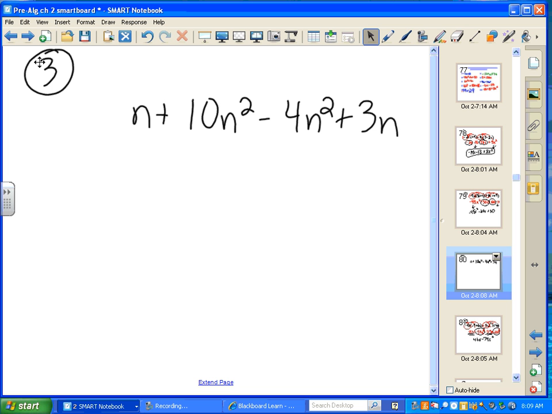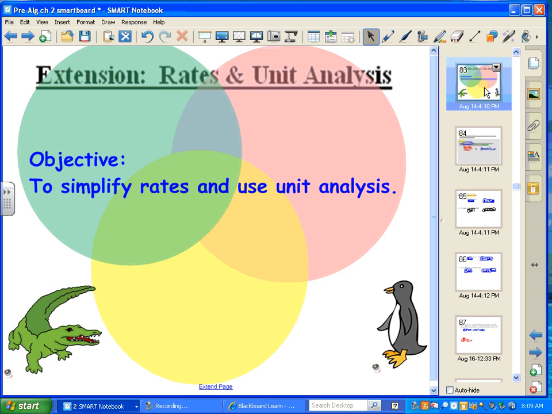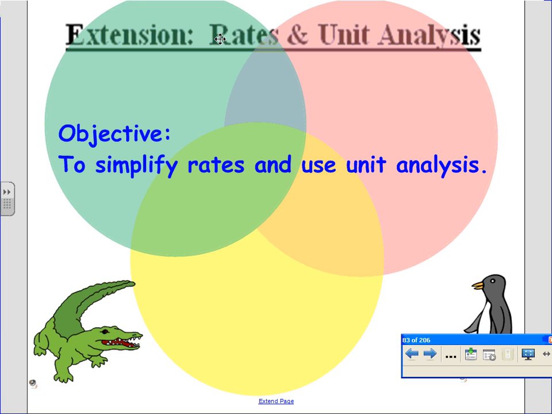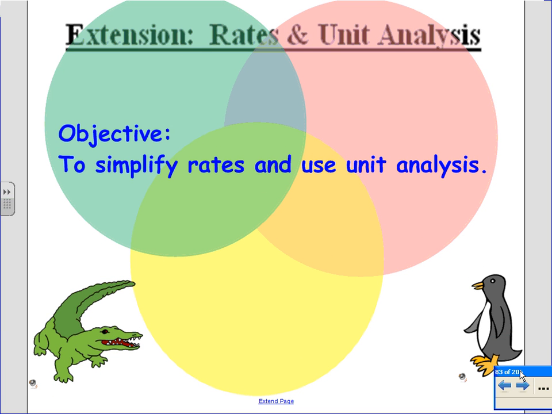Okay? All right. Let's open up our notes to this cool lesson of rates and unit rates. Oh, yeah. So exciting. So don't you guys like the penguin and the alligator? They do make noise, but I don't think I have my speakers on. No, I don't.